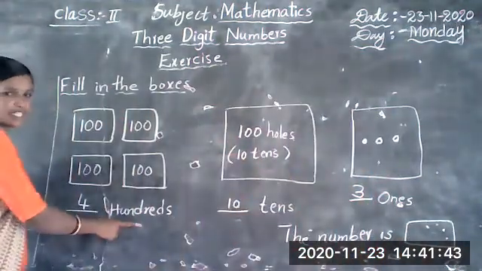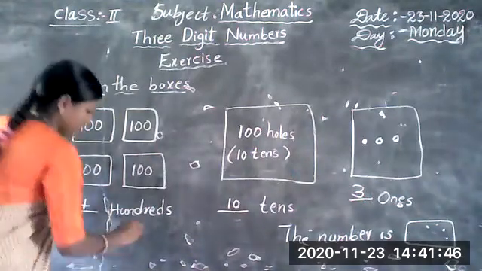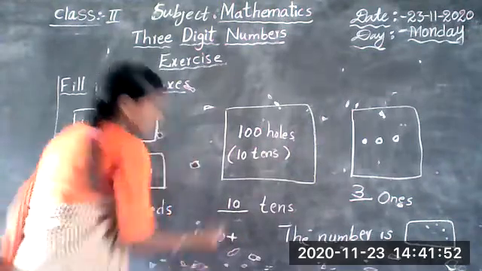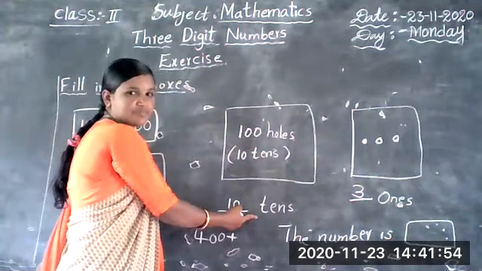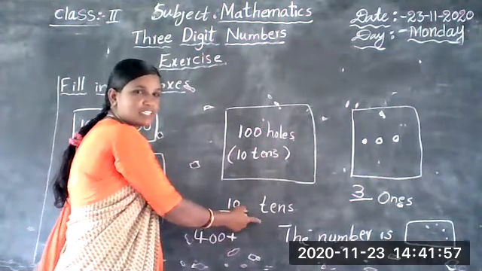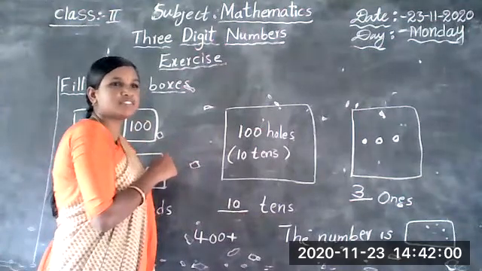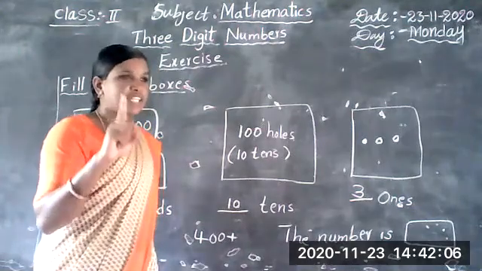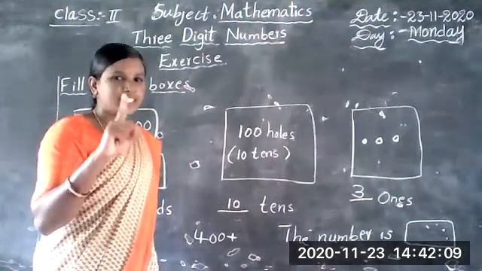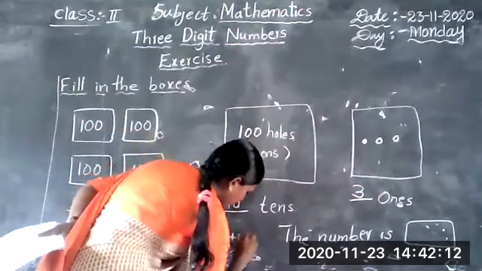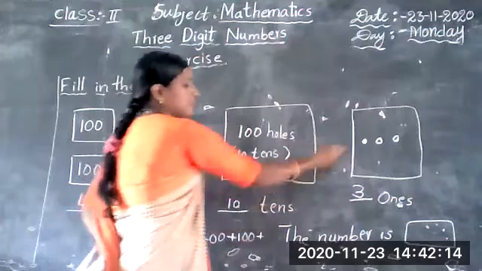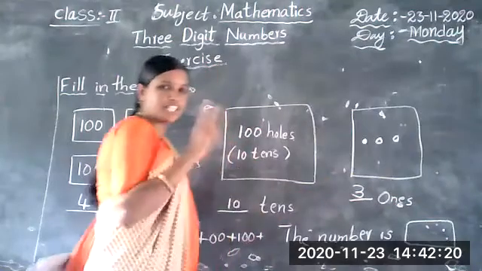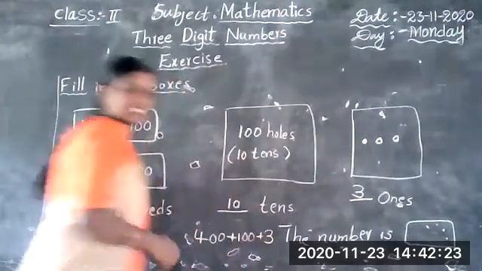4 hundreds means 400. And next, 10 tens is equal to, children, how many hundreds? 10 tens is equal to 100. Next, how many ones are there? Show with your fingers. Very good. 3 ones are there.